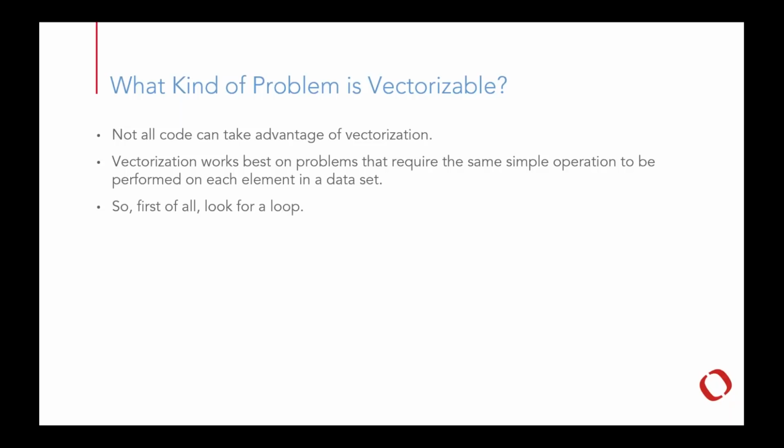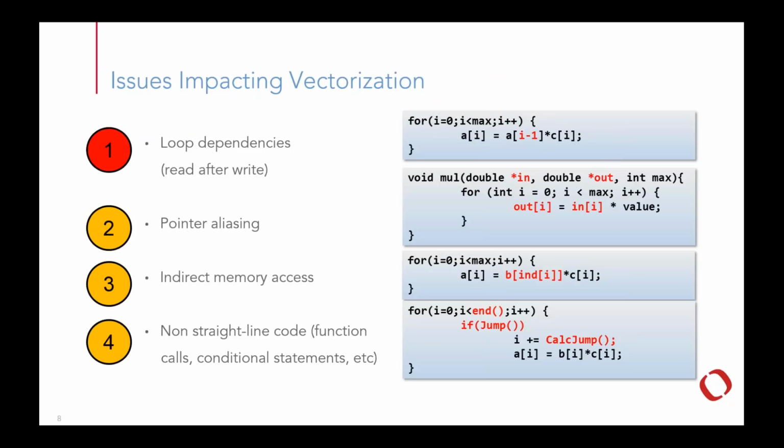Unfortunately, not all kinds of code are vectorizable. So when we talk about vectorization, it's about multiple data processing. And this means that we need to have this multiple data. So normally we would be talking about a loop operating on, let's say, an array. There are a number of issues that either prevent vectorization or make it harder for the compiler or less efficient.